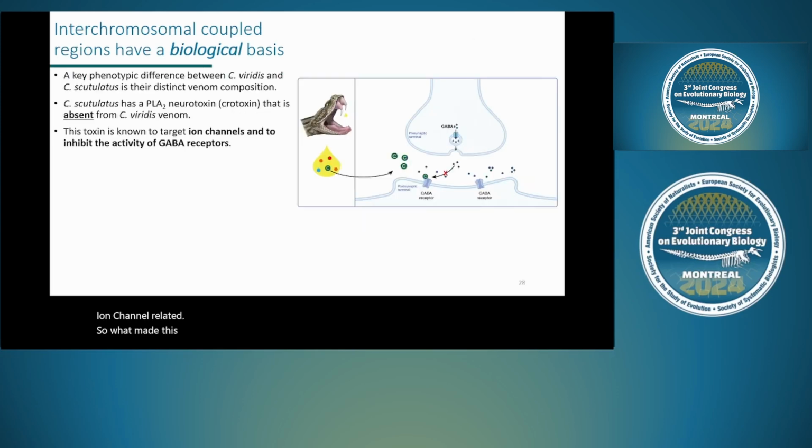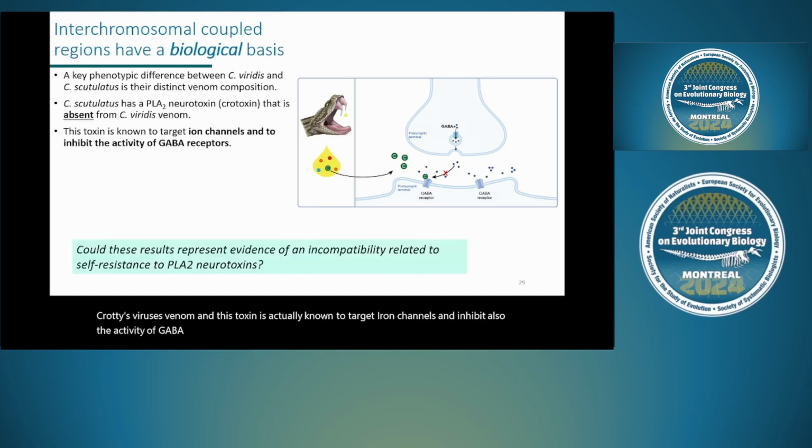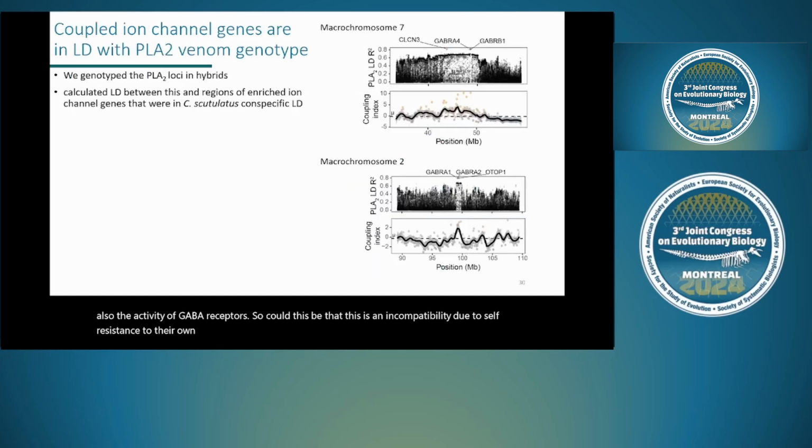One key phenotype difference between Crotalus viridis and Crotalus cucullatus is actually their venom composition. Crotalus cucullatus has a PLA2 neurotoxin, crotoxin, that is absent from Crotalus viridis venom. And this toxin is actually known to target ion channels and also inhibit the activity of GABA receptors. So could this be an incompatibility due to self-resistance to their own venom? So we went a bit further into this.